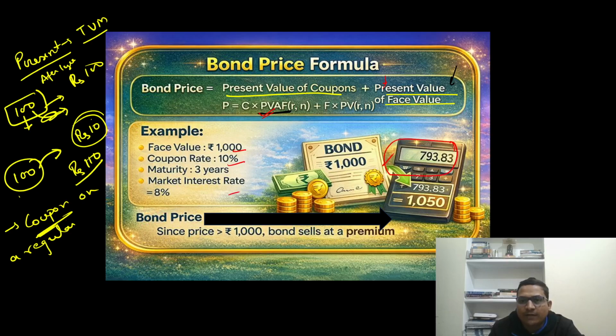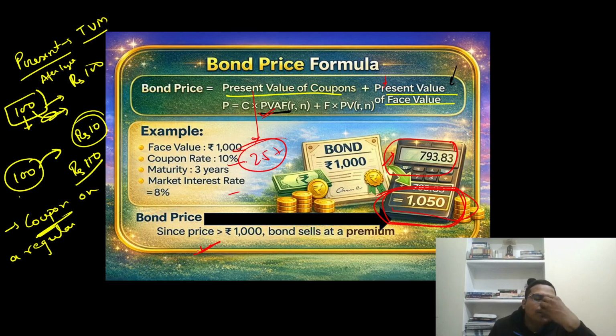We can use these values to calculate the bond price. The present value of the face value is 793.83, and the present value of the coupon is something like 257. If you add them, you get 1050, which is greater than your 1000 rupees.